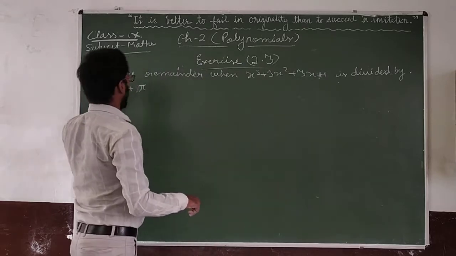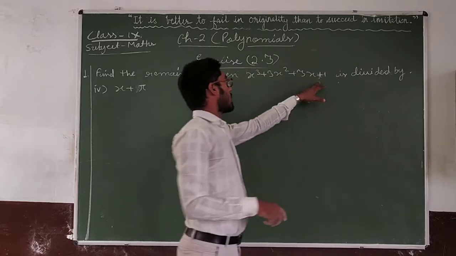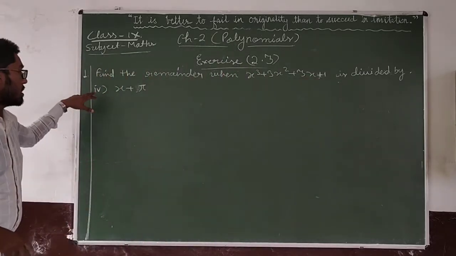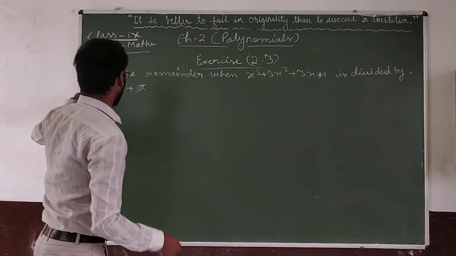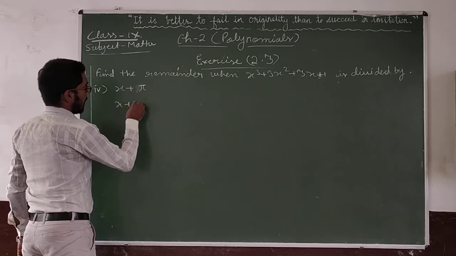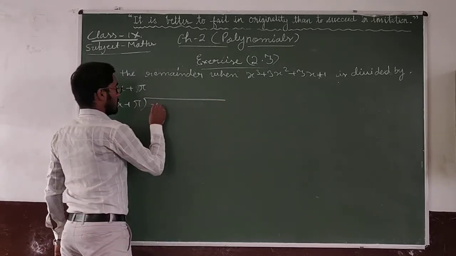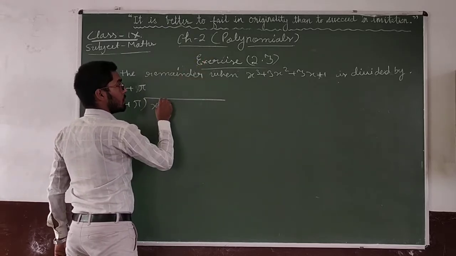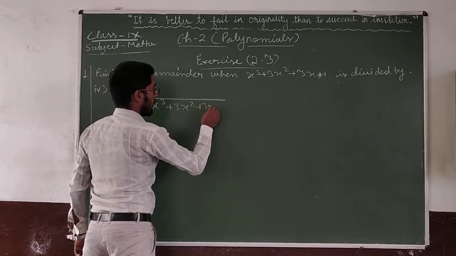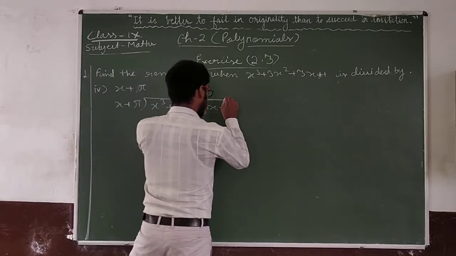Question number 1, part 4: find the remainder when x cube plus 3x square plus 3x plus 1 is divided by x plus 5. So how will you divide? Here x plus 5 is the divisor, and the dividend is x cube plus 3x square plus 3x plus 1. Okay, so now divide it carefully.